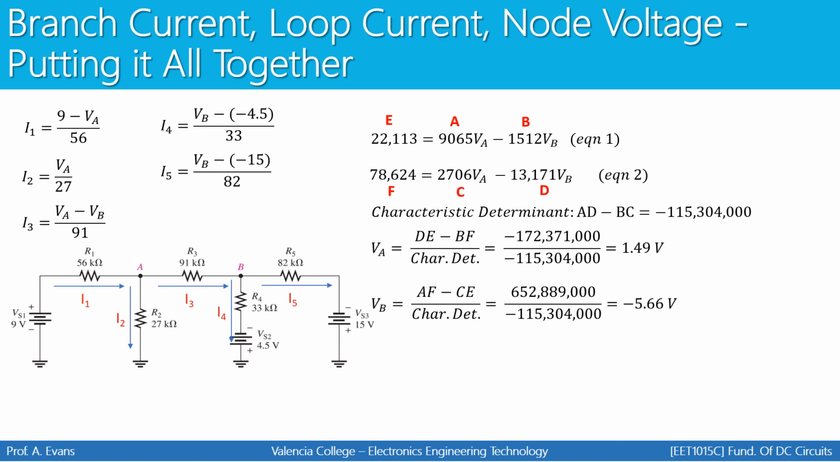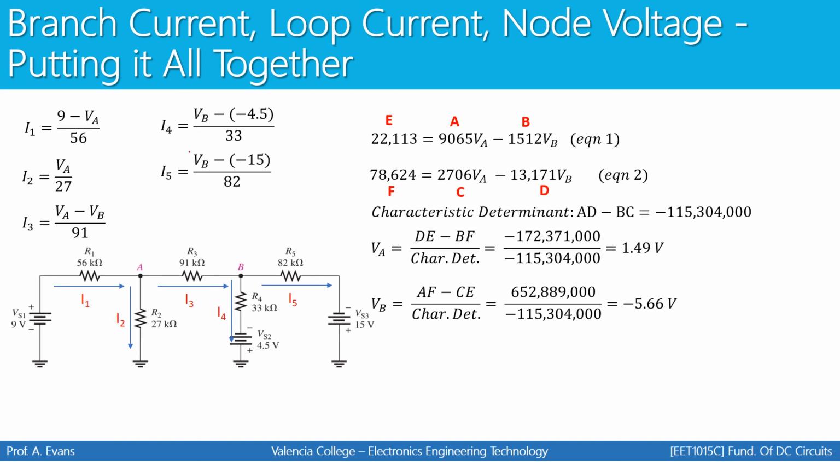So we end up with VA being 1.49 volts. We end up with VB being negative 5.66 volts. There's nothing wrong with a negative sign. That just means that the current flowing out of VB flows the opposite way than what you picked. We're going to see that R4 is actually going to have a current going up instead of down. So take VA and take VB, plug those values into each one of these equations, and then you'll have the current in every branch. Do not change the negative sign of VB.